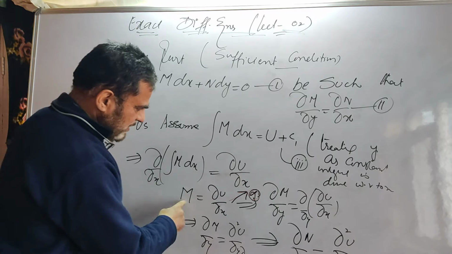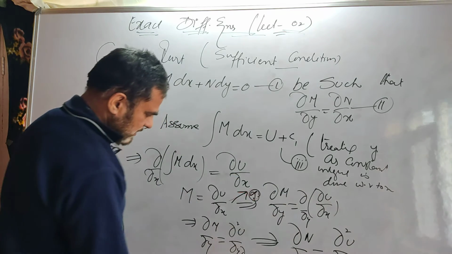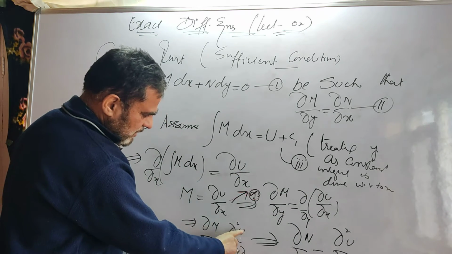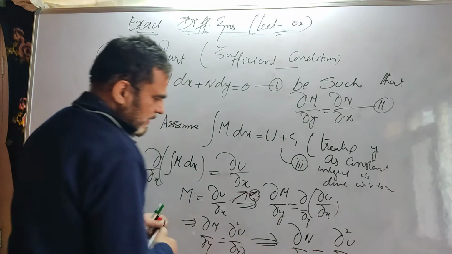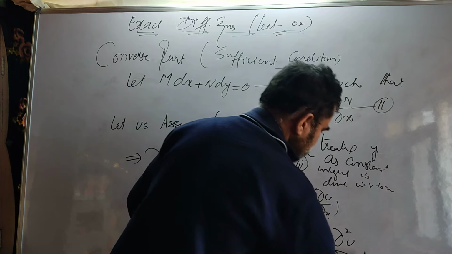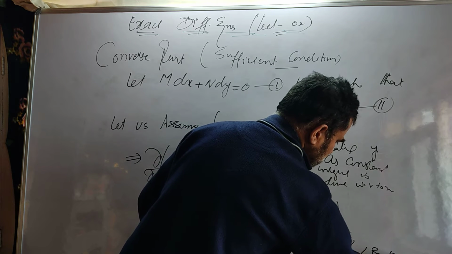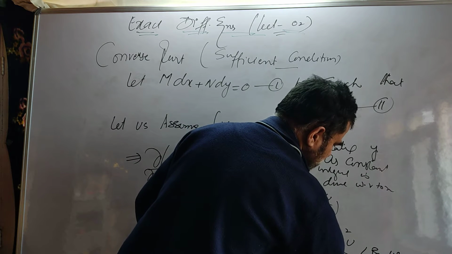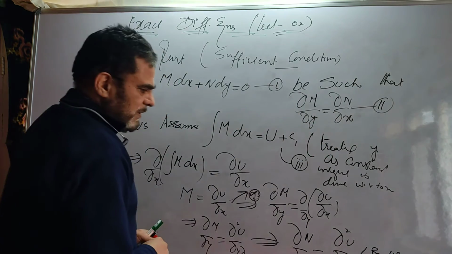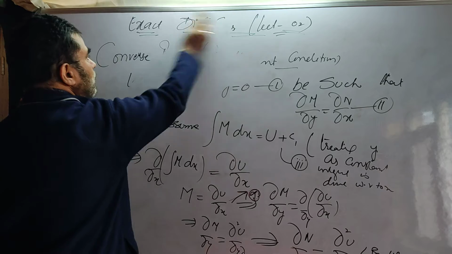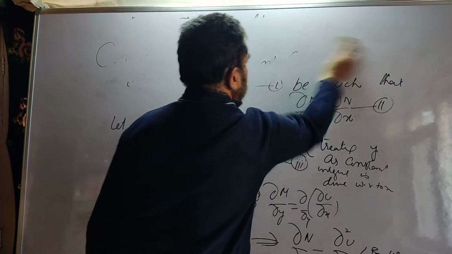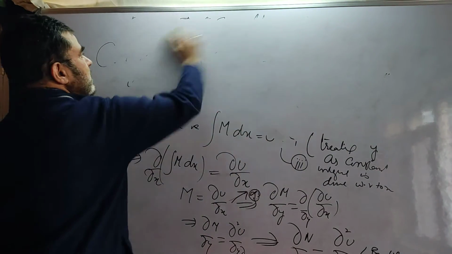So when I differentiate this partially with respect to y, you will get this thing. I differentiate, it is del 2u by del y del x, but this is equal to this. So use it here by using the second equation. Okay? So you have come to this. Let us see what happens then.